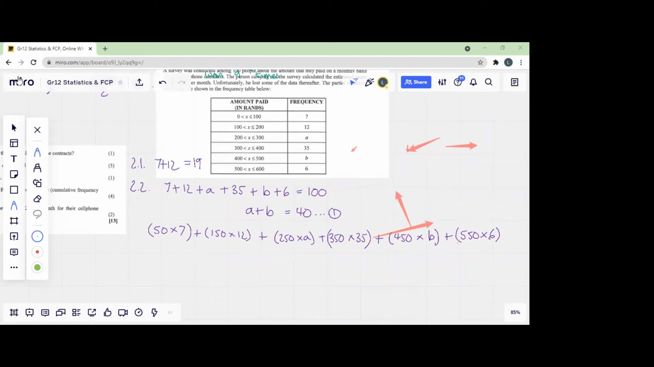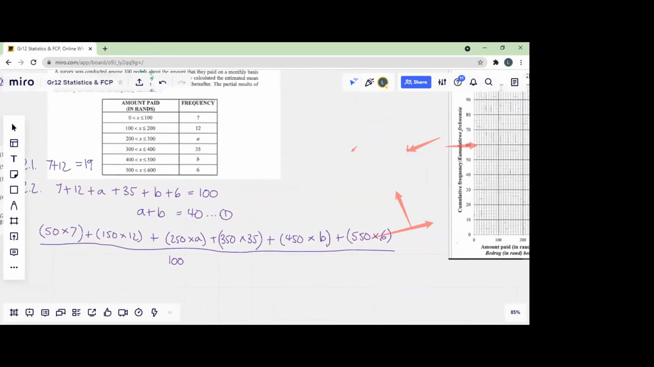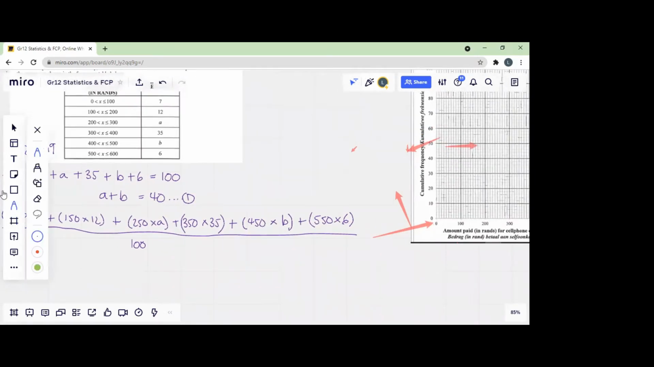So we've multiplied the midpoint by the frequency. We're trying to work out an average, yeah, over 100. So what are we going to do with 100? We're going to put the 100 at the bottom. Yes, that's it, Asipa. We're going to divide by 100. Good job. And we're going to make this monster equal to what? Okay, the 309 that we were given. So this has to be equal to 309.